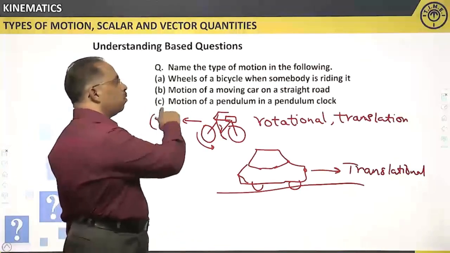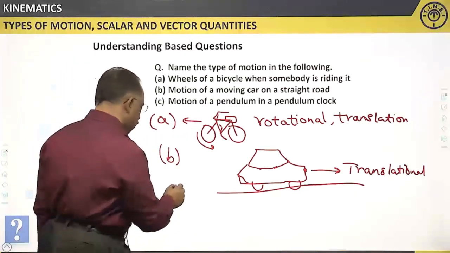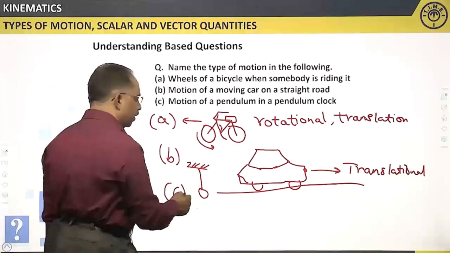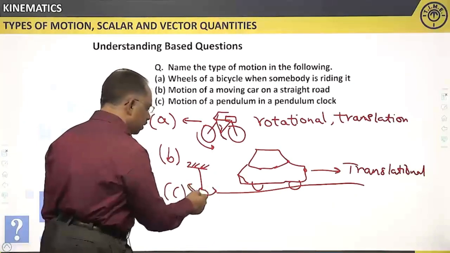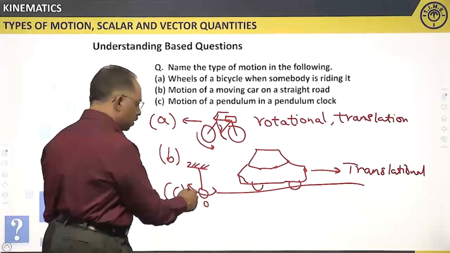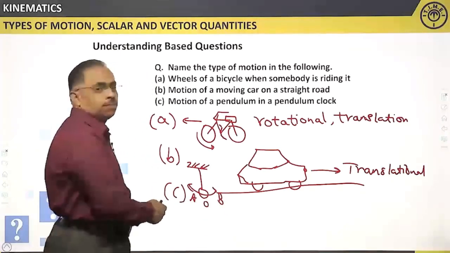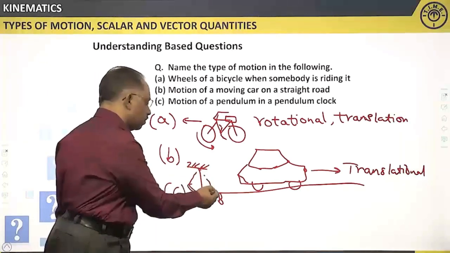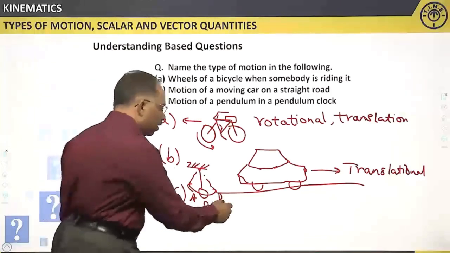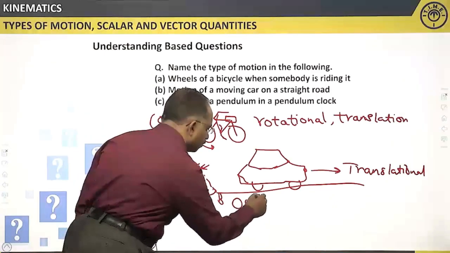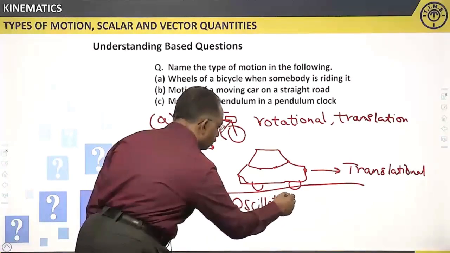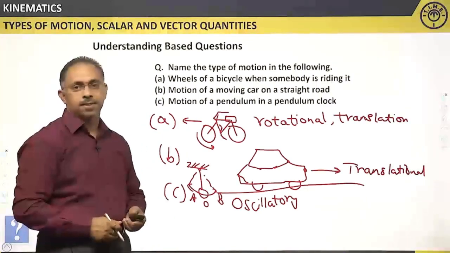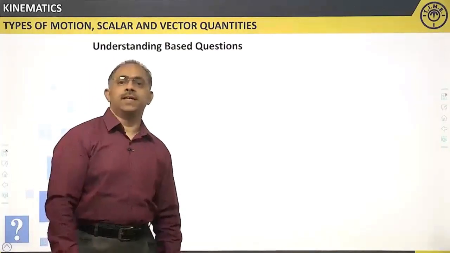Next one, third one, motion of a pendulum in a clock. There is a pendulum over there which is suspended from a rigid support. This pendulum will be oscillating about the mean position. If this is the mean position O, here A and B are the extreme positions. So, it is oscillating about these two positions. This one we will call the oscillatory motion. Clear? So, these are the types of motion involved in the following cases. Let us see the next question.